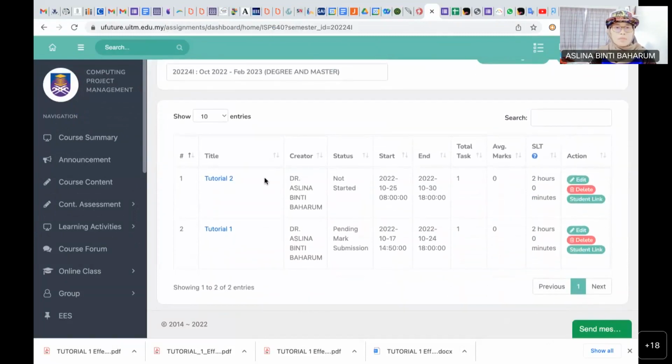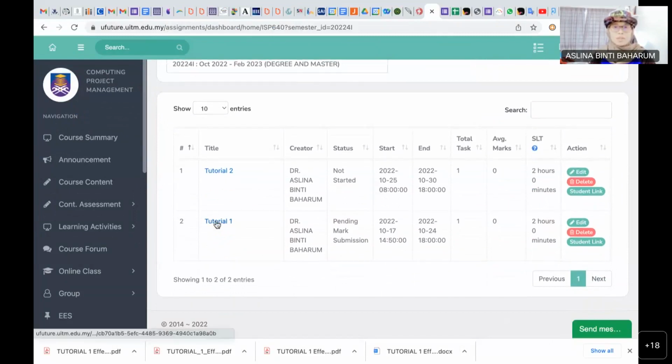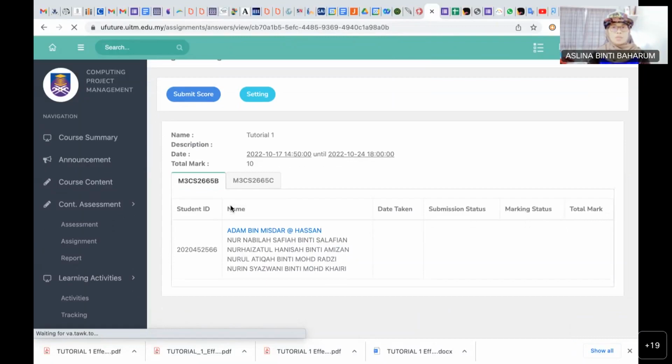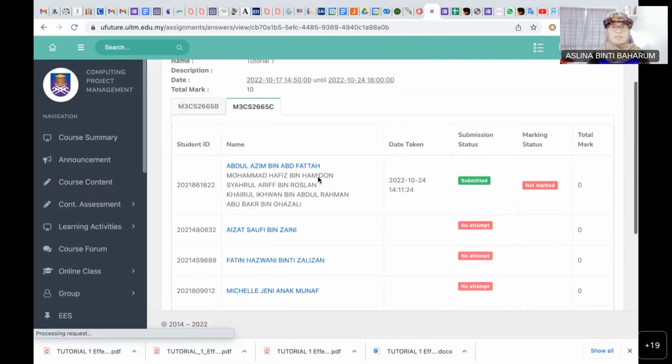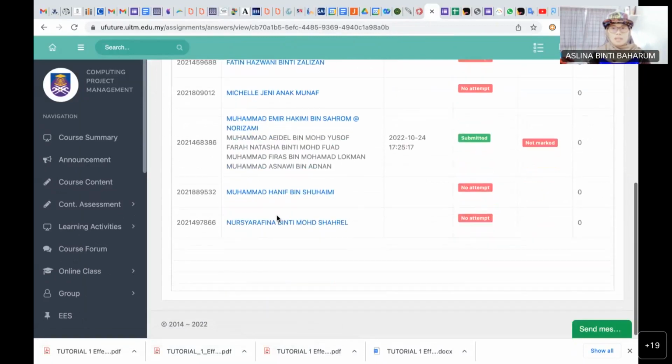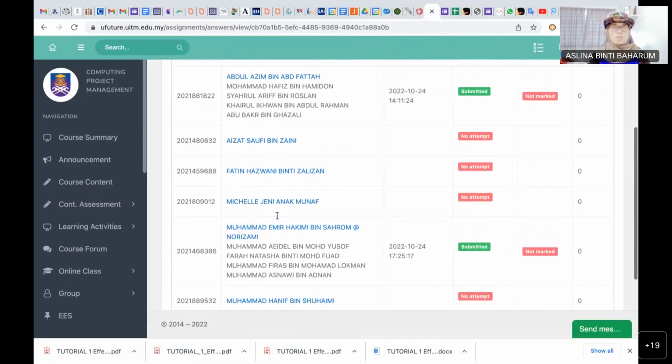Before I go to tutorial 2, let's revise tutorial 1. For tutorial 1, only 2 groups submitted. In group C you actually have 3 groups, but only 2 submitted, so 1 group is missing. The group that didn't submit, you understand. This is for your hands-on, so make sure you are aware of the submission. Only group Azim and group Emir submitted, which are group C1 and C2.